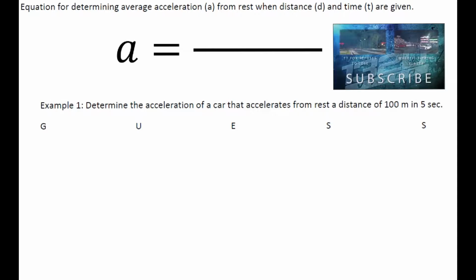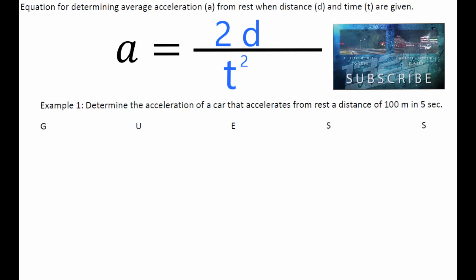On all the problems we're going to be doing today, we're going to use the same equation, and that is a, or acceleration, is equal to 2d divided by t squared. So here is our equation. It's 2d divided by t squared. Now, we'll worry about how we get that equation when we start studying kinematics, but for right now, this is the equation we're going to be using for all of our problems.